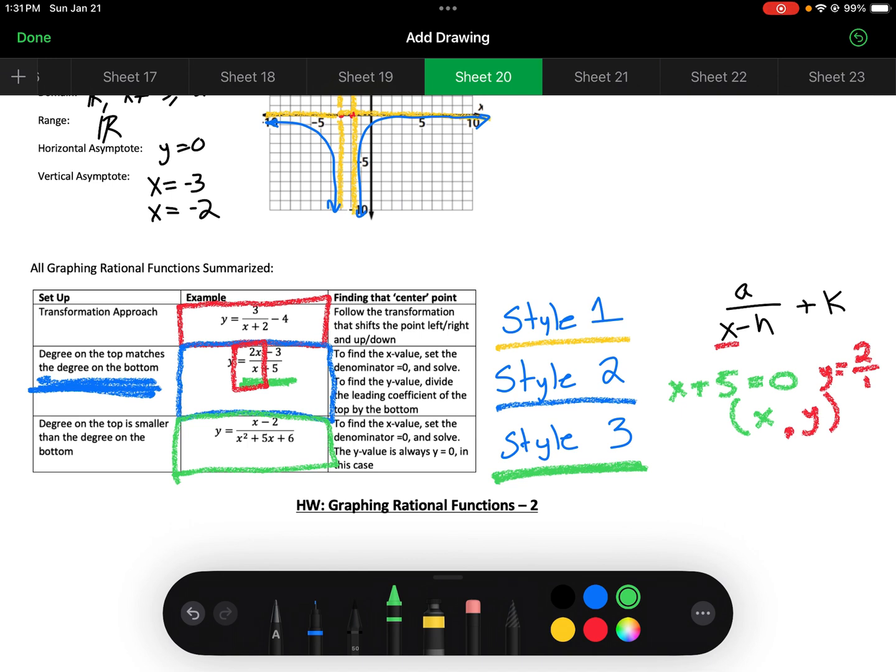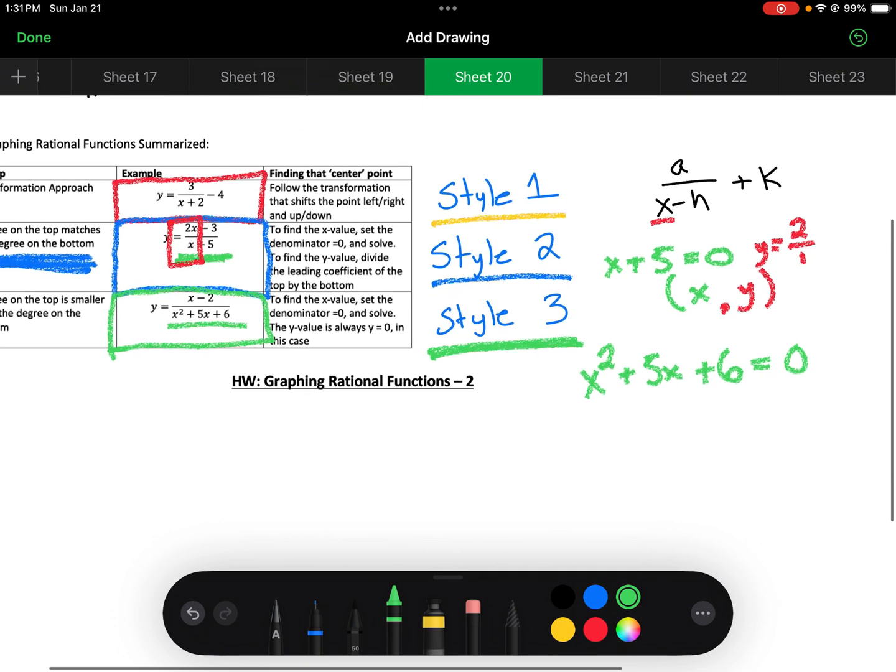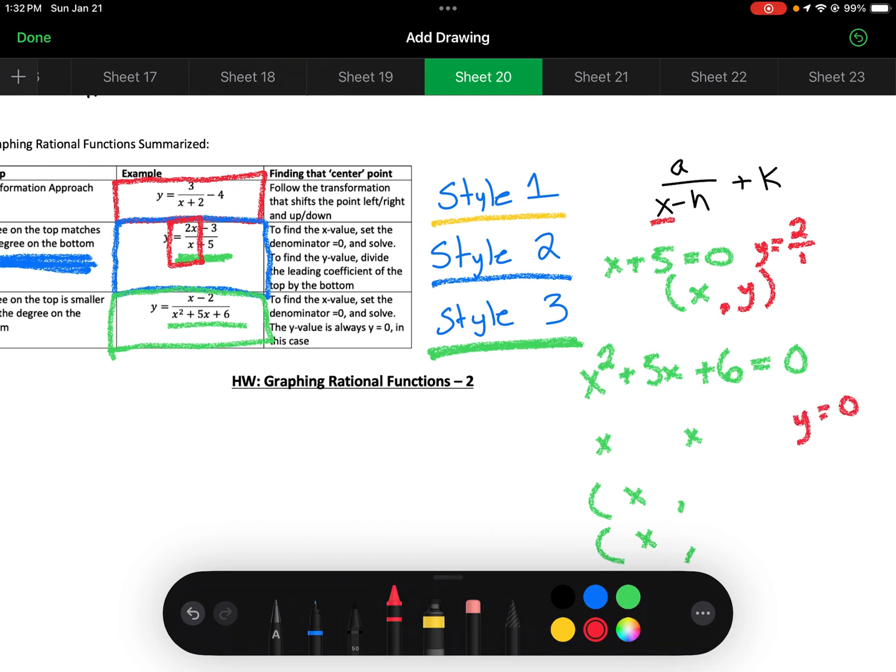How we're going to do this is a little bit similar to style 2. We take the bottom, like x squared plus 5x plus 6, set it equal to 0, and solve by factoring. What you're going to get is 2 x answers, so we get 2 centers. To find the y value with these is super easy, because the y value is always 0 for these centers.